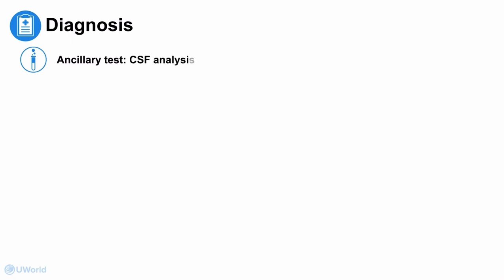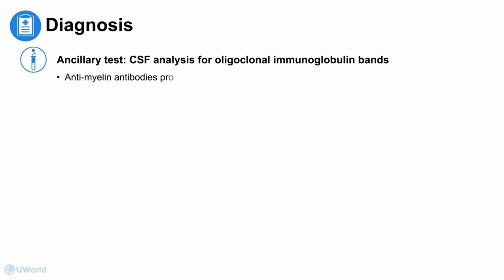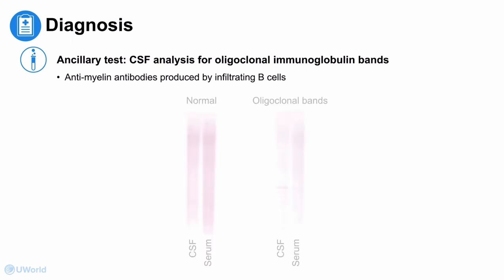Cerebrospinal fluid analysis is an ancillary test that may be performed in certain patients to look for the presence of oligoclonal immunoglobulin bands. These bands are formed by the various anti-myelin antibodies produced within the CNS by infiltrating B cells. While the presence of CSF immunoglobulin bands is not specific for multiple sclerosis, it is a highly sensitive finding that can be beneficial in cases of diagnostic uncertainty.